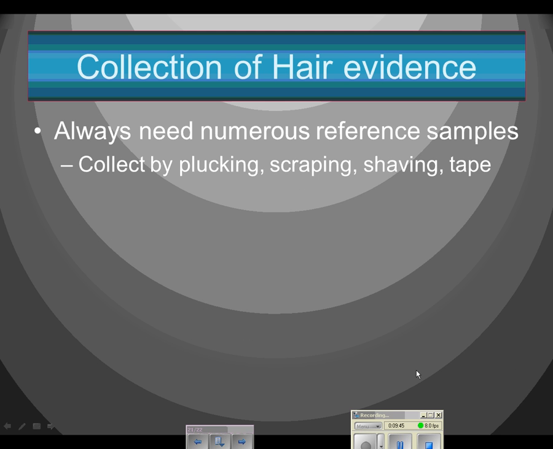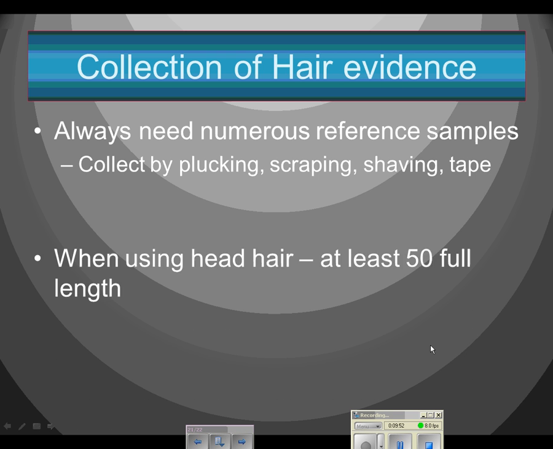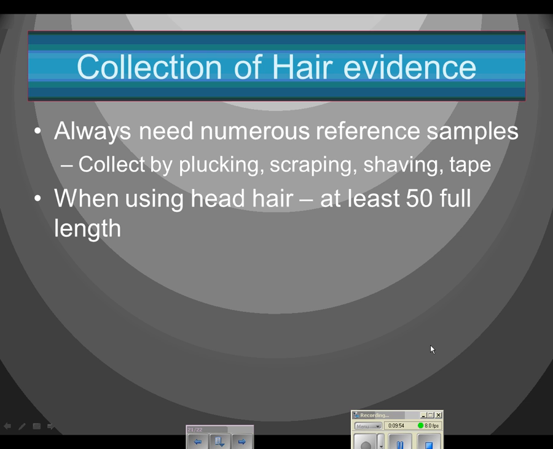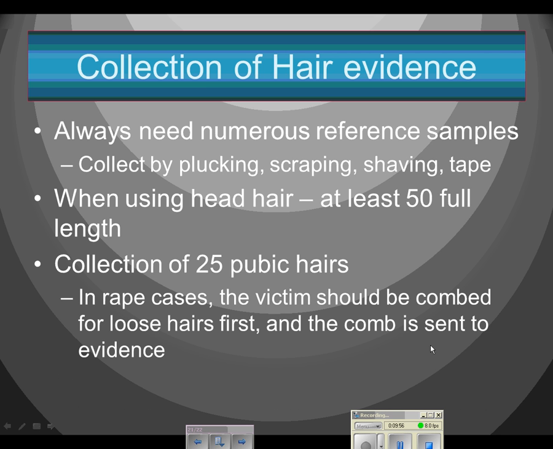Now, to collect hair evidence, we need to have numerous reference samples, and we can collect them by plucking, scraping, shaving, or even sticky tape. And when using head hair, we need at least 50 full length hairs. And if we need to collect pubic hairs, we need at least 25. And if it's a rape case, the victims have to be combed for loose hairs, and then the comb gets sent for evidence.